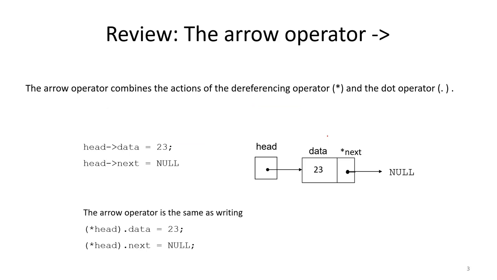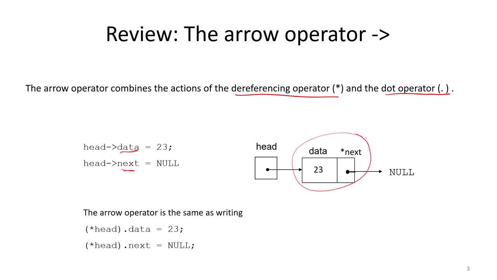So before we move on, let's briefly review a few key points from our previous videos. One of the most important tools to use when building data structures is the arrow operator. You'll remember that the arrow operator combines the actions of the dereferencing operator and the dot operator. So we saw that we can use the arrow operator in order to go where a pointer points and manipulate data stored within a given node.